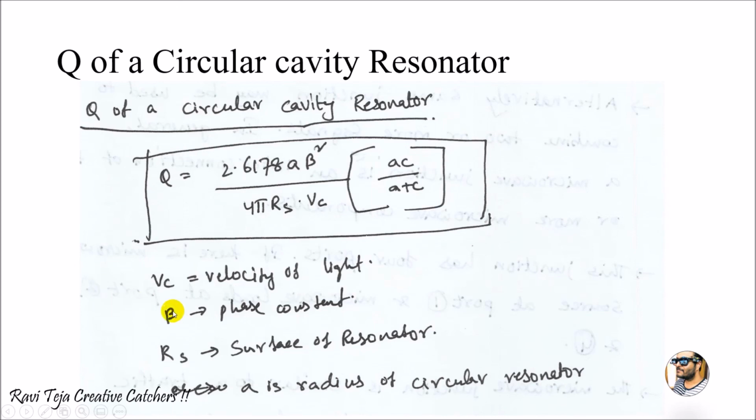Here Vc is the velocity of light, beta is the phase constant, and Rs is the surface resistance of the resonator, where A is the radius of the circular cavity resonator. Based on all these parameters, they have formed the equation Q equal to 2.6178 A into beta square by 4 pi Rs into Vc whole of AC by A plus C.